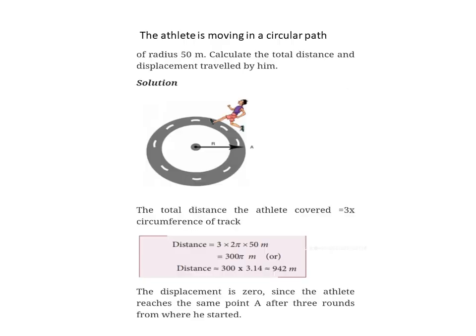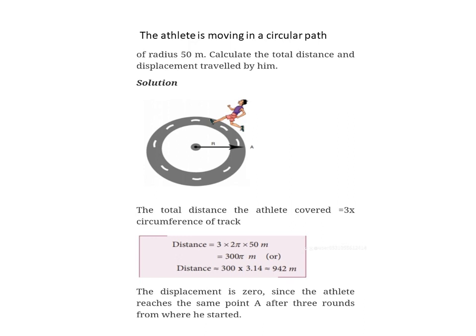An athlete is moving in a circular path of radius 50 meter. Calculate the total distance and displacement traveled. The total distance the athlete covered is 3 times the circumference of the track. Here the distance equals 3 × 2 pi r. So the distance equals 3 × 2 pi × 50 meter. So the total is 300 pi, and the distance is 300 × 3.14 equals 942 meter.